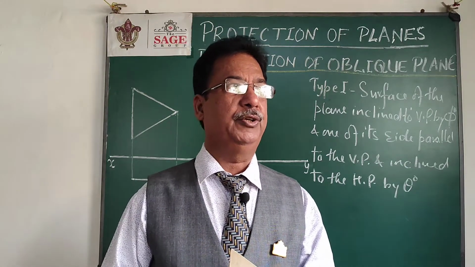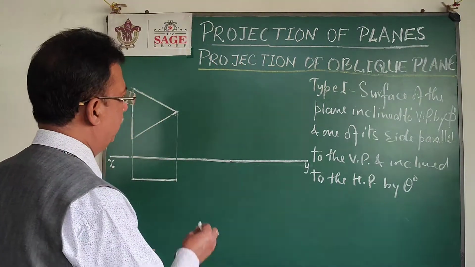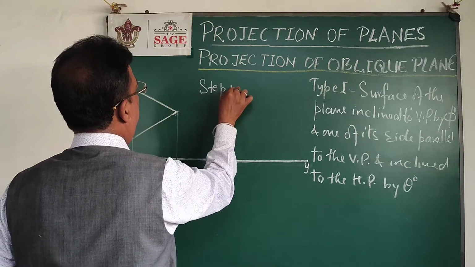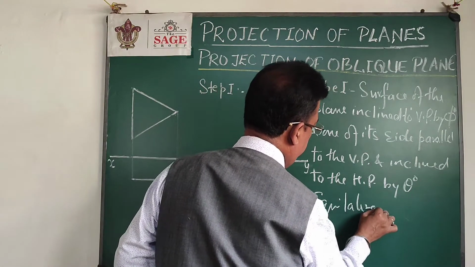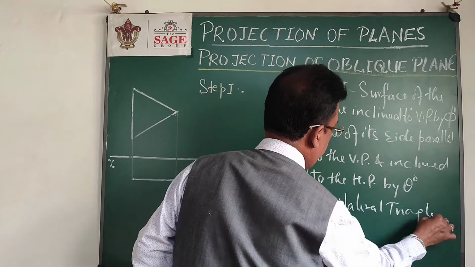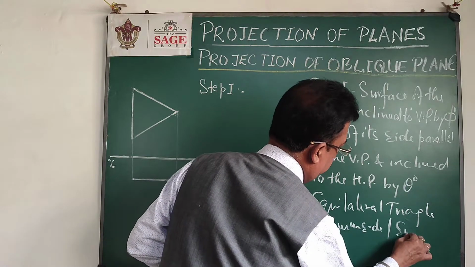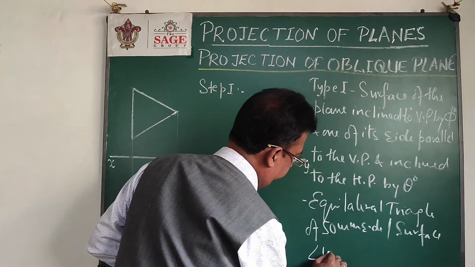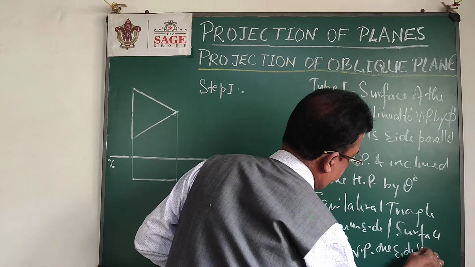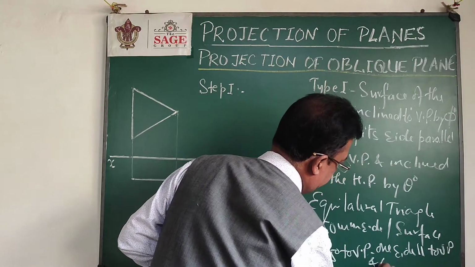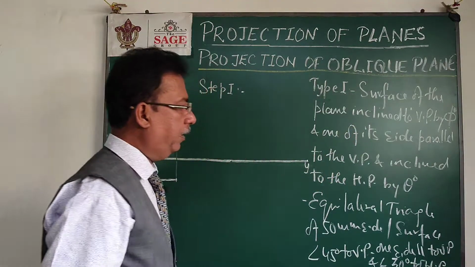So this is the problem. If I read the problem, then initially I will suppose my plane will be, step 1: our problem is an equilateral triangle of 50 mm side, surface inclined 45 degree to VP, one side parallel to VP and inclined 30 degree to HP. So this is the simple problem.